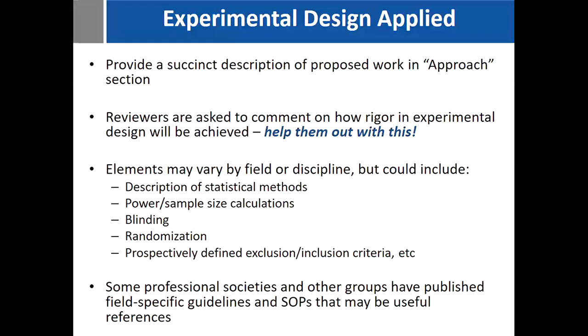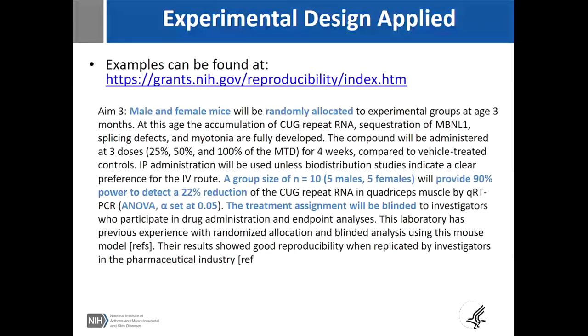So this is an example, a snapshot of a section from a research strategy plan in an NIH application. There are a few more examples that can be found at that website on the NIH reproducibility homepage. What I tried to do is highlight some of the specific areas related to rigor and experimental design that peer reviewers are instructed to look for and comment on.